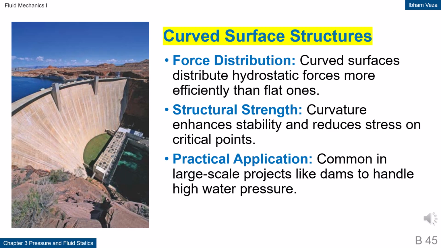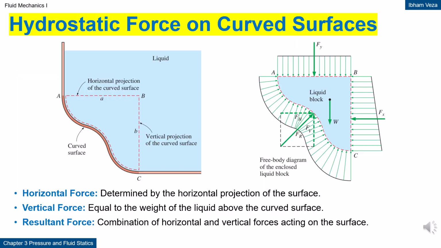Curved surface structures. Curved surfaces are used to distribute pressure more efficiently than flat surfaces. The curved shape increases structural strength and reduces stress concentration. Therefore, large dams are often designed with curved surfaces. Very large water pressures can be transmitted more safely to the structure. This concept shows the importance of geometry in engineering design.